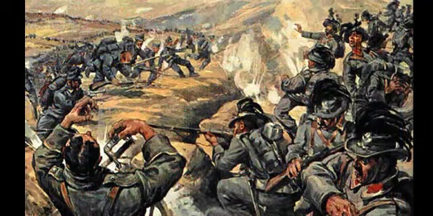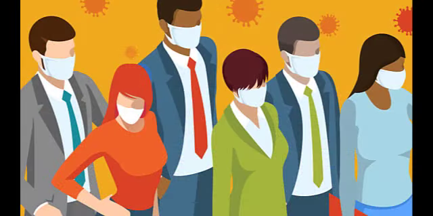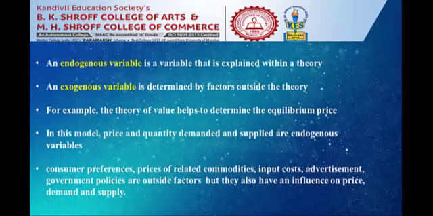For example, a war situation, a crisis situation, a natural calamity, a disaster, or even a pandemic which is affecting the economic performance of an economy. For example, the theory of value determines the equilibrium price. In this model, the price and quantity demanded and supplied are usually considered as endogenous variables.